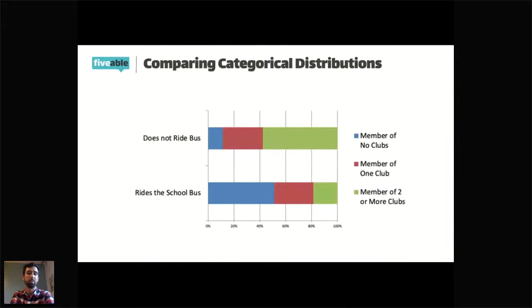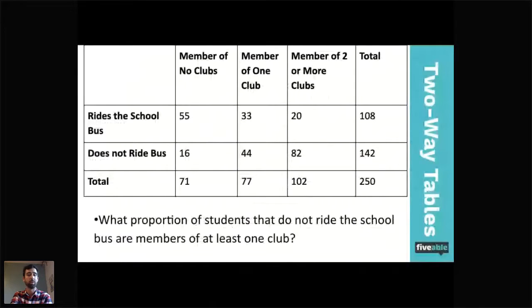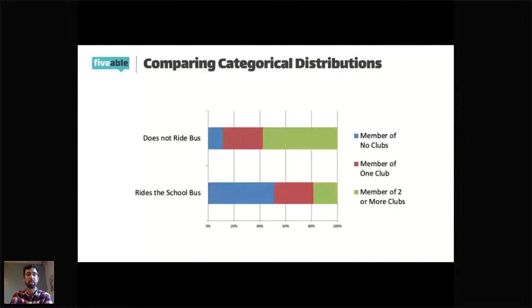Then we looked at, okay, people who ride the school bus, how many are members of one club? We went over to ride the school bus, 108. Looked at member of one club, that's 33. Took 33, divided it by 108. Came back here and put that percentage. We stacked it on the first one. And the idea is after we stack all the different subcategories in the categorical variable, we have 100%.